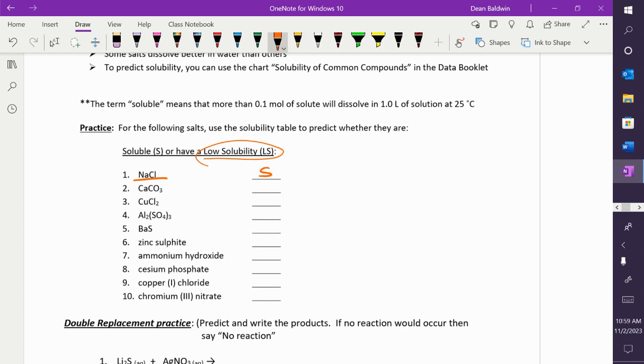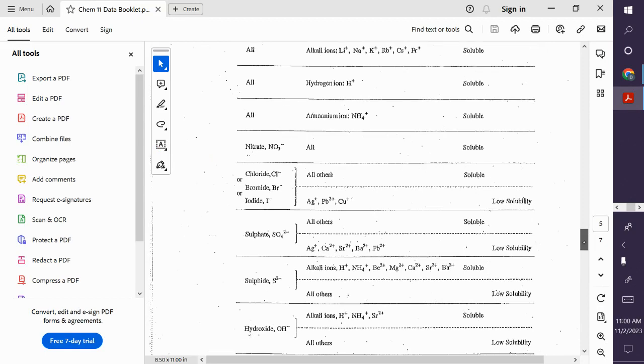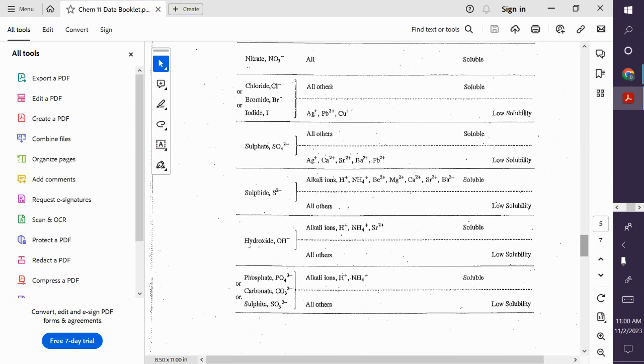Next one is calcium carbonate, CaCO3. You go to the data package. You look up either calcium if you can find it, or you look up carbonate. So carbonate. Here's carbonates at the bottom here. CO3. Now it says with all the alkali ions, hydrogen and ammonium. The alkali metals are the first row, right? Which we just listed: hydrogen, lithium, sodium, potassium, and so on.